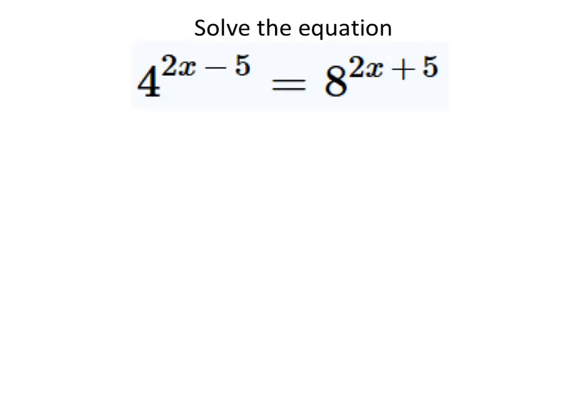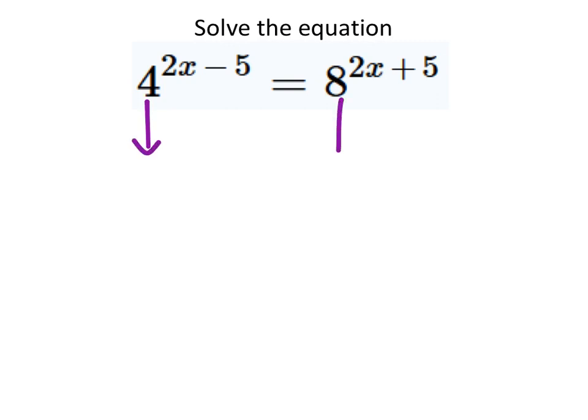All right, here's another equation. We've got a base 4 and a base 8. And we can't do that directly. We can't make 8 a base 4 directly, or we haven't really learned how to yet. So we need to change the bases into something more workable probably.